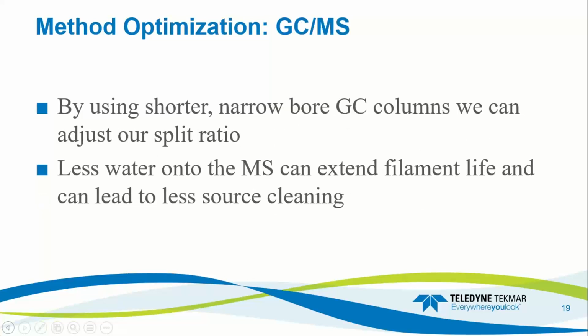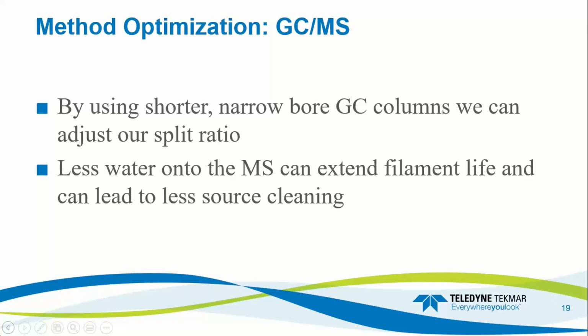And lastly, not just through our hardware we've designed, but we can also choose smart method parameters on the GC side to help with our water. We can continue to control moisture by using shorter, narrow bore GC columns, and that'll help us adjust our split ratio. A higher split ratio means more of that desorbing gas coming into the inlet is going off to vent, and less of it is going to go onto the column.